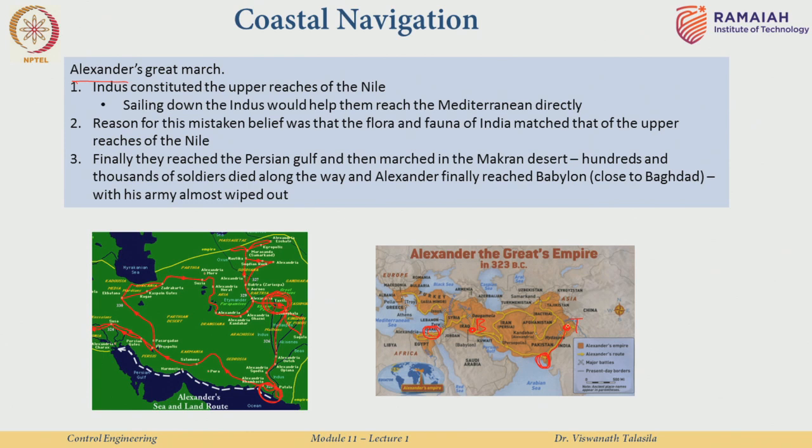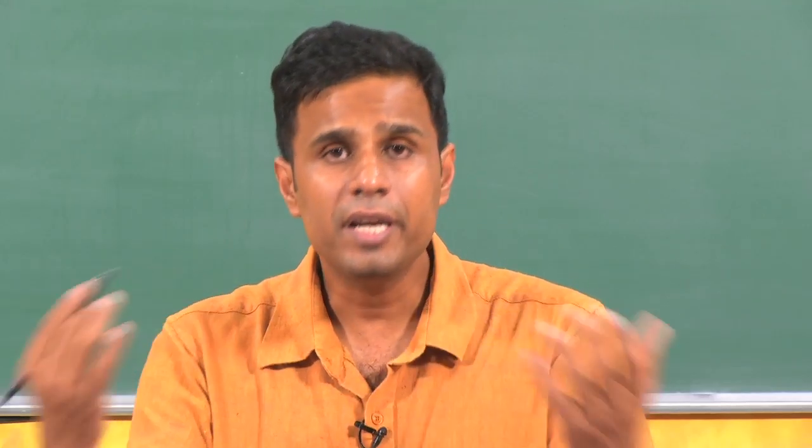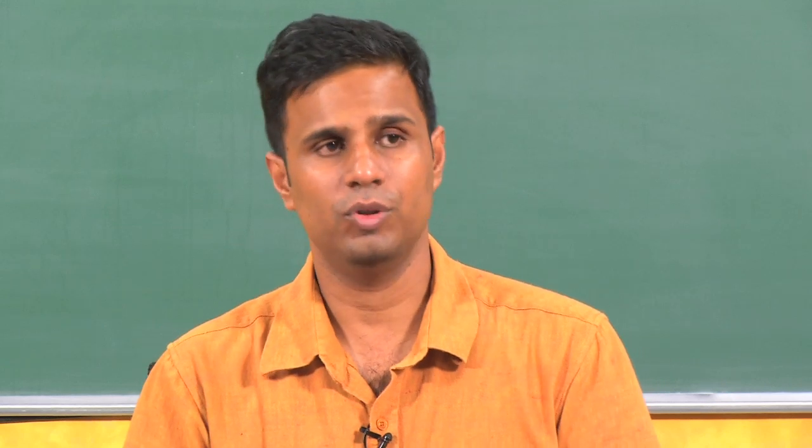than from Takshila. And the reason why they believed that this area over here was basically the upper reaches of the Nile River near Egypt was because the local flora and fauna, the species of animals and other things, fishes, actually matched that of these two places. So the kind of fishes you would get here were very similar to the fishes you would get there. The kind of trees which would grow were very similar in both cases.